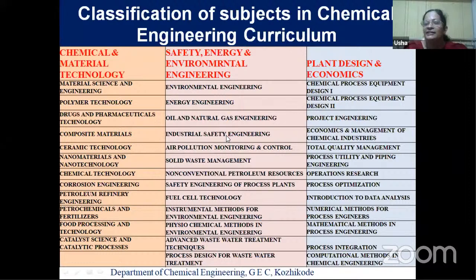Economics and management of chemical industries, water quality management, plant utilities and pipeline design engineering, operational research, process optimization, introduction to data analysis, numerical methods for process engineers, mathematical methods of chemical engineering, process integration. These are the design side and economic side subjects you are studying in your curriculum.